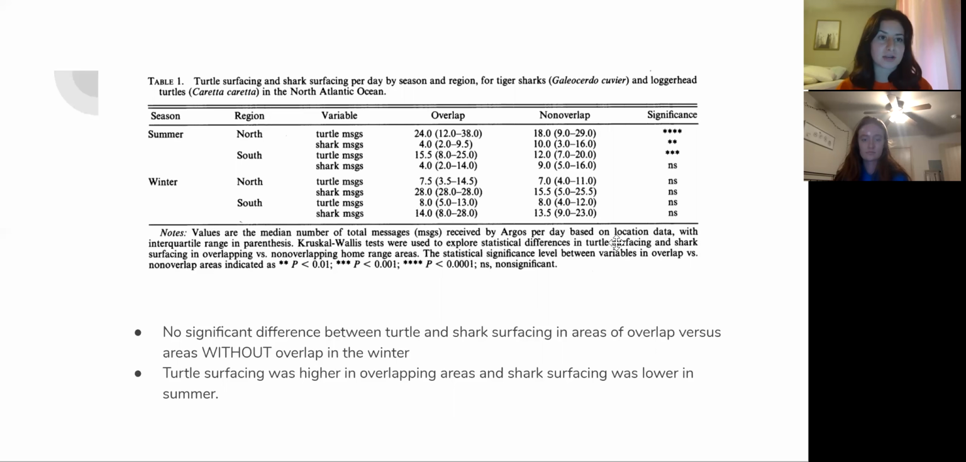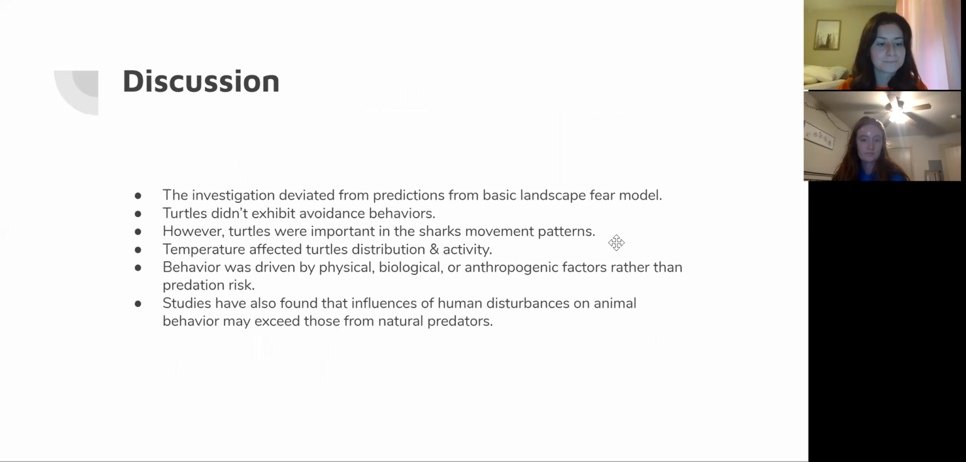So they didn't find a huge difference between the summer and the winter months and how much they were breaching water. But they did find that turtle surfacing was higher in months where there were overlapping areas and shark surfacing was lower in these summer months. But the statistical analysis didn't say that it was significant, so we can't really take a ton from that.